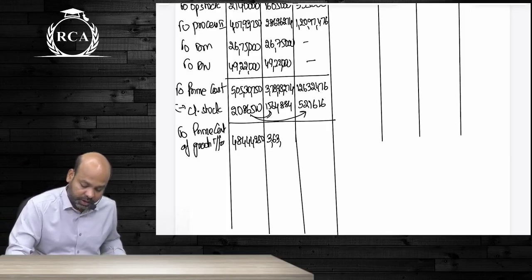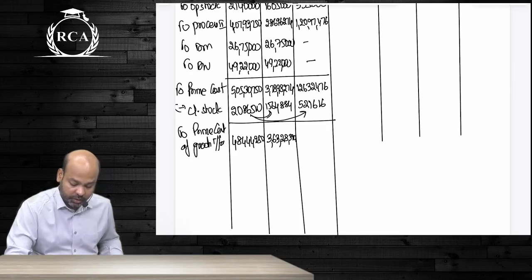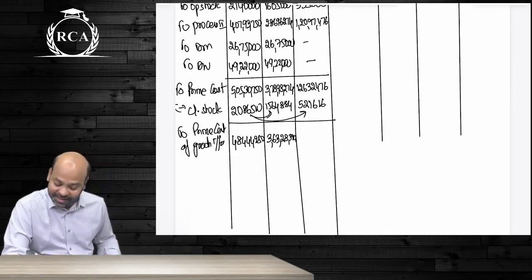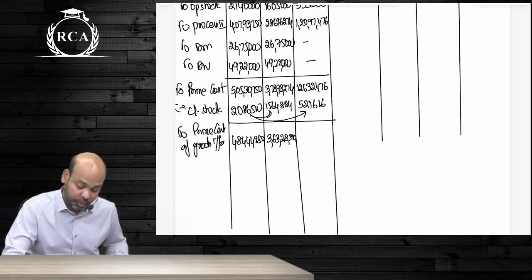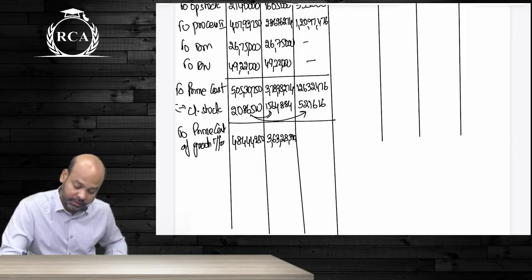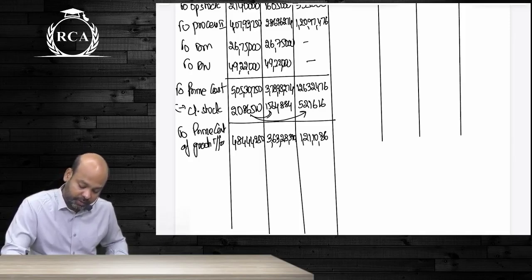3 crore 63 lakhs 28,390. Check it. 3 crore 63 lakhs 28,390 is the cost, guys. How much will be the profit markup? 1 crore 21 lakhs 10,860. One final step, guys.